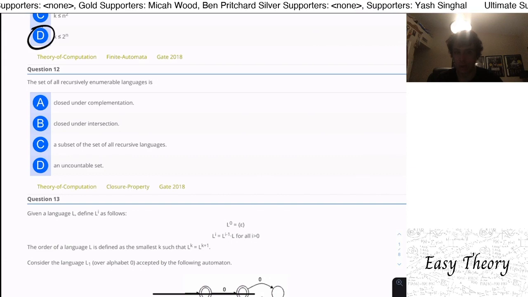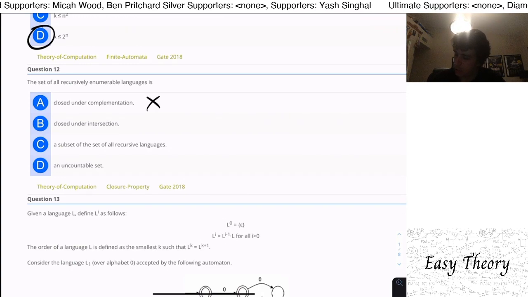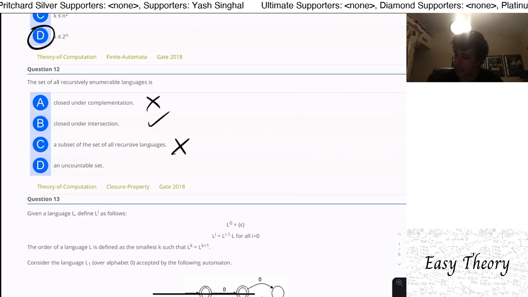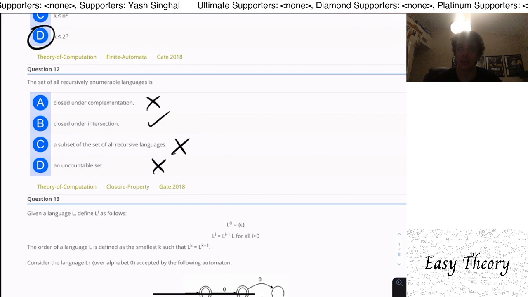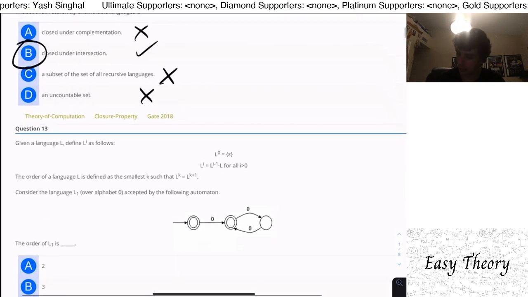Set of all recursively enumerable languages, so think recognizable languages. It's not closed under complement. It is closed under intersection. Is a subset of all recursive? No, it's a superset of them, so that's not that. It's not an uncountable set because, as we said earlier, they correspond to Turing machines, and those form a countable set. So B is the answer there.